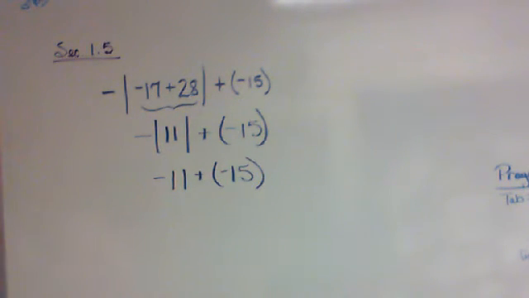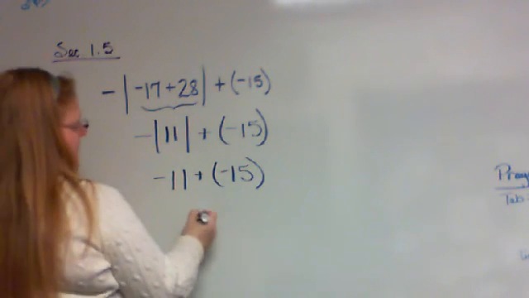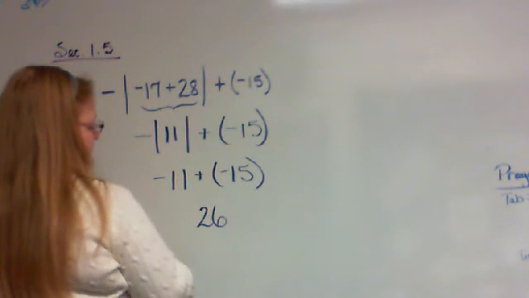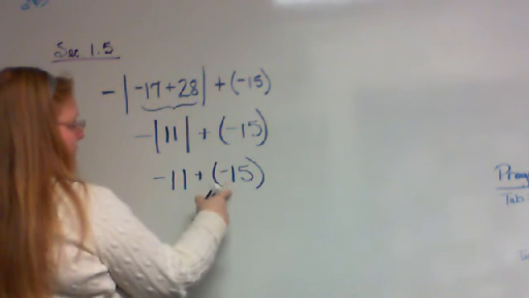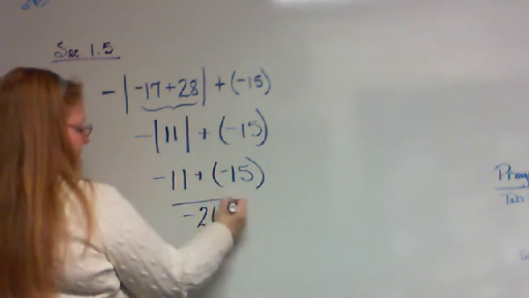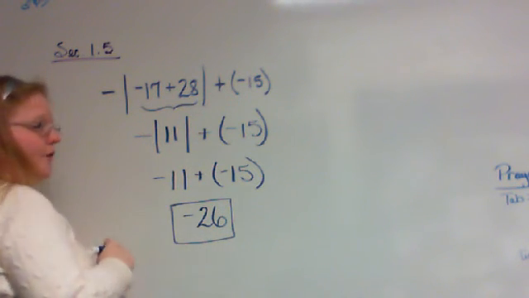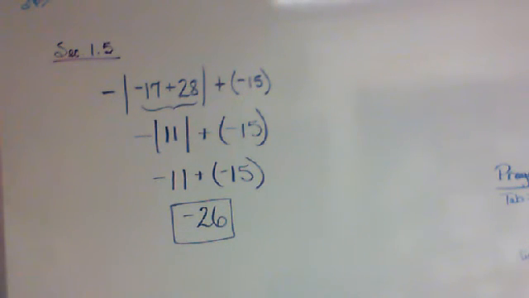Now I have -11 plus -15. This time they're like signs. It means I get to add. So that gives me 26. Keep the sign of the larger number, so it'll be -26. I hope that's what you got. Hey look, I did it right. They should pay me for this job.